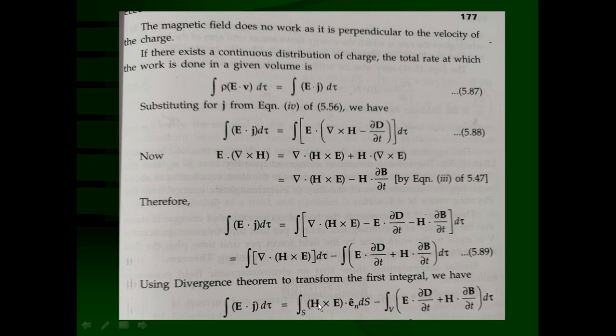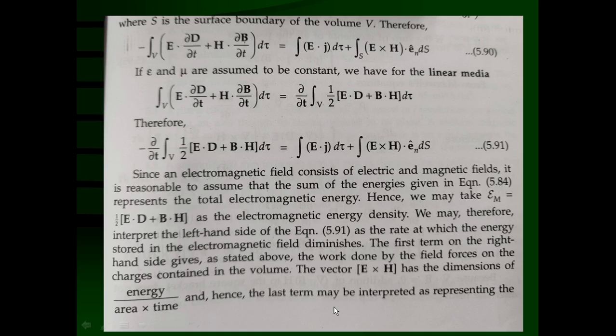And we know that A cross B is equal to minus B cross A. So similarly, H cross E is equal to minus E cross H. So that way it becomes positive when interchanging E and H in order, where S is the surface boundary of the volume V. Therefore, we can write minus the volume integration of E dot del D upon del T plus H dot del B upon del T d tau.